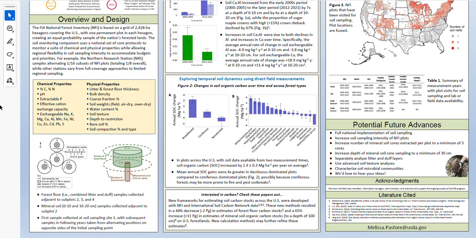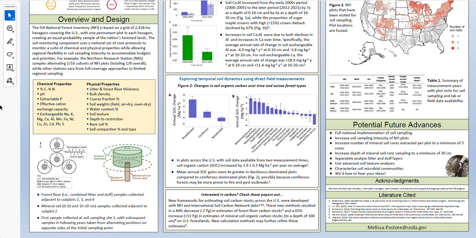Turning to the overview and design, the size of the soil subset now varies among regions, but includes at least 1/16 of the forested NFI plots for any regions that are measuring soils. Below the yellow text box here is a diagram of an FIA plot on the left and a soil sampling schematic on the right. The forest floor samples, which contain the duff and litter layers, are collected along sampling lines adjacent to subplots 2, 3, and 4, and the mineral samples are only collected adjacent to subplot 2 and include the 0 to 10 and 10 to 20 centimeter depths.